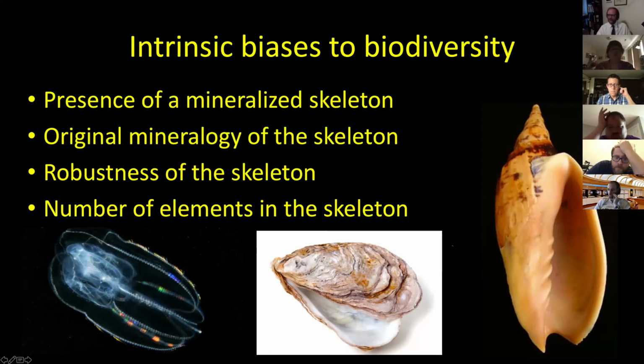The thickness of skeletons: fragile skeletons are subject to destruction, whereas thicker skeletons are not. And the ability to recognize things is often a function of how many skeletal elements they have. Something with a few skeletal elements is good. Something with hundreds to thousands to millions of elements is generally bad.